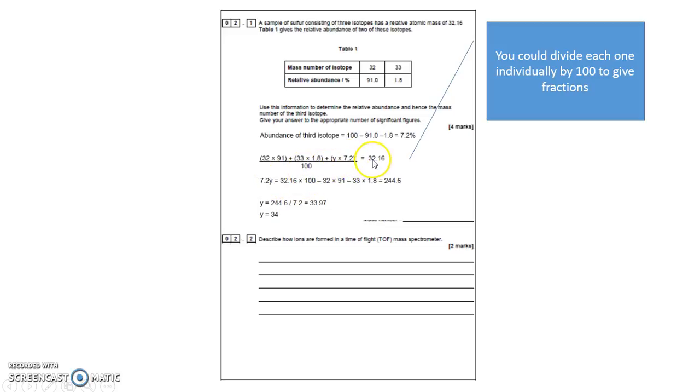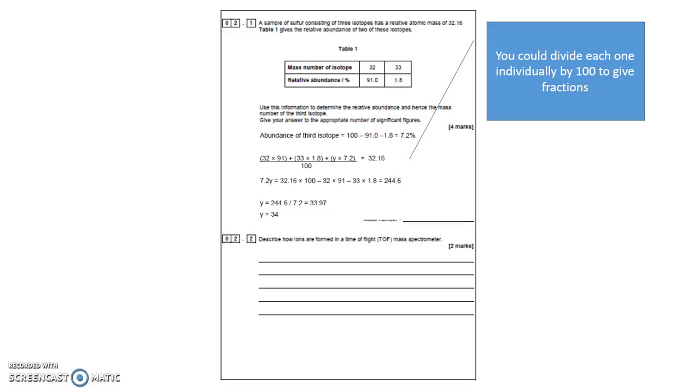So if I rearrange that and multiply them all out, then 7.2y equals 32.16 multiplied by the 100. Take away 32 times 91 from here. Take away 33 times 1.8, so they've gone over to the other side of the equation, and it equals 244.6. So y is 244.6 divided by the 7.2 is 33.97, and y is 34.